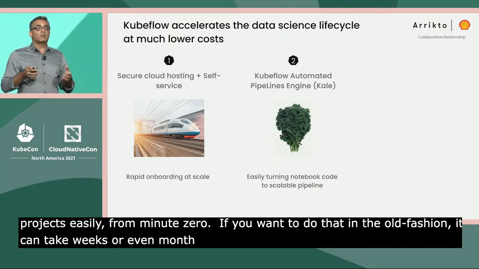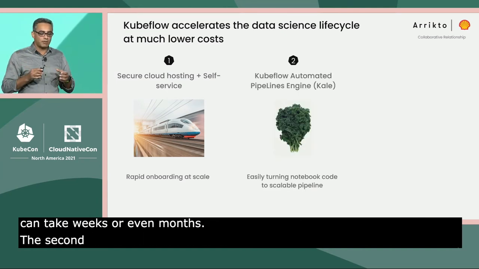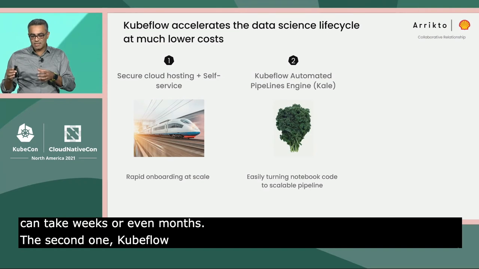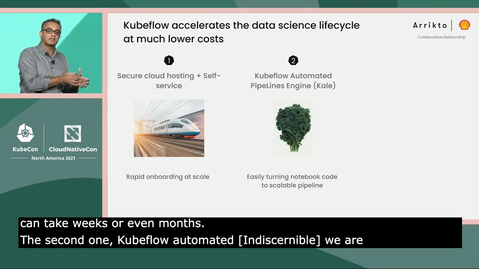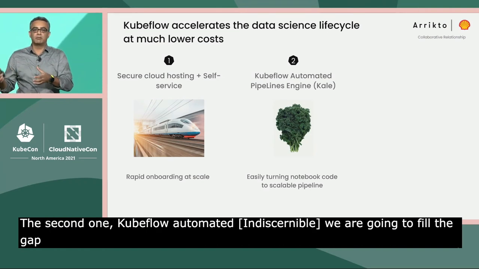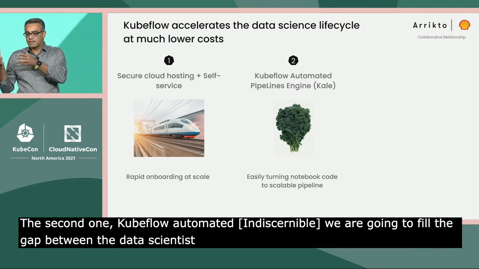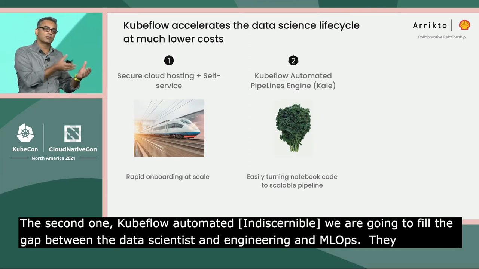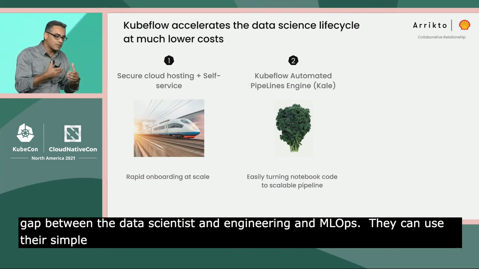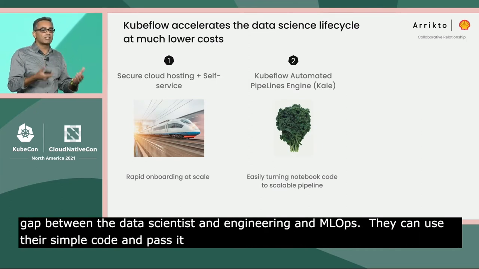The second one, with having Kubeflow automated pipeline engine, or say KLSTK, we are going to fill in the gap between the data science and software engineering and ML ops. Now our data scientists are capable of using their simple code and bring it and pass it to the ML ops. So it makes the process much faster for us to put the things into production.